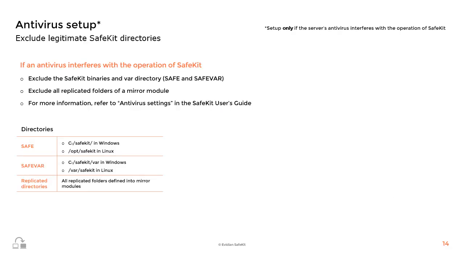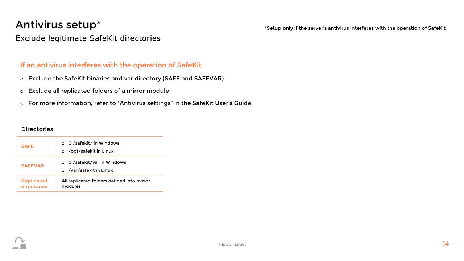Let's discuss the setup of antivirus exclusions for SafeKit. In some cases, due to SafeKit's close integration with the operating system, it may be necessary to configure the antivirus to exclude certain directories to ensure smooth operation. Let's talk about the directories that need to be excluded.